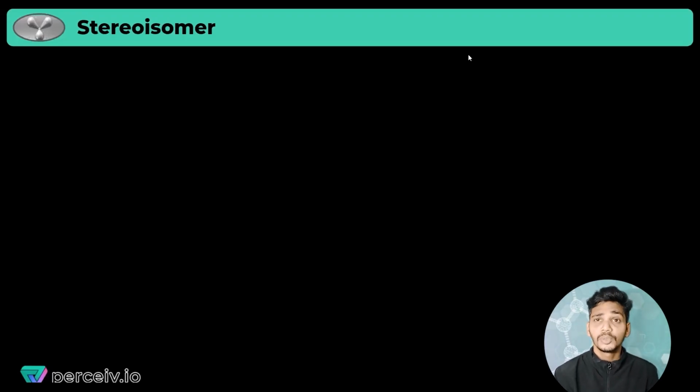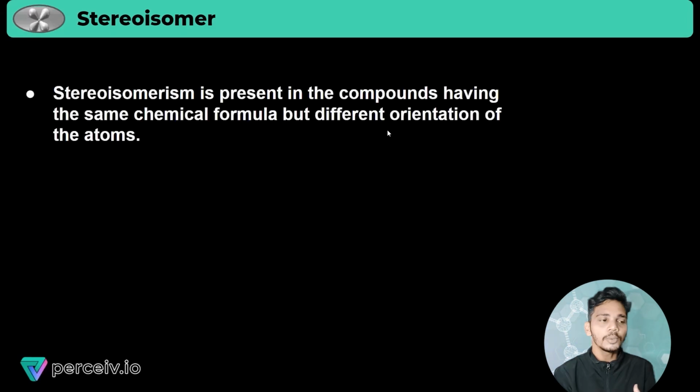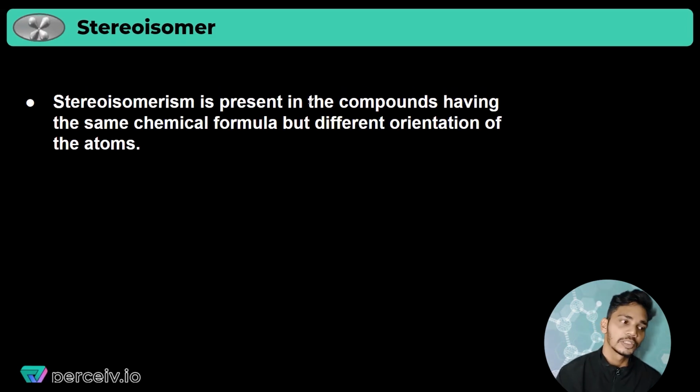Hey, hello everyone. So today we're going to talk about a very interesting topic in stereochemistry. Before we go ahead, let's talk about stereochemistry briefly, as it will be helpful later. What are stereoisomers? Stereoisomers are compounds having the same chemical formula but different orientation of the atoms.